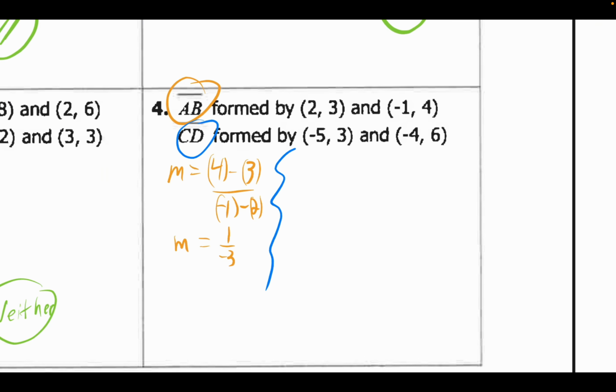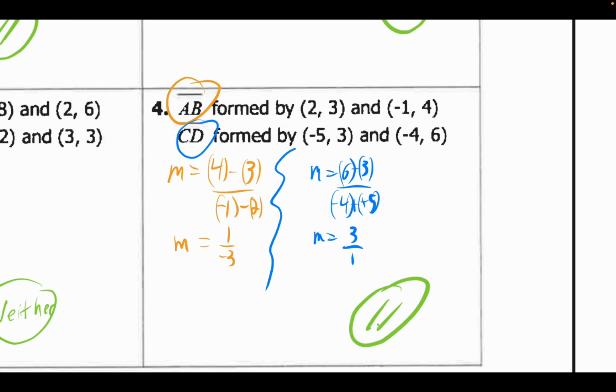As I find the slope of the other one in blue, I'm going to have 6 minus 3 in the top over negative 4 minus a negative 5. Two negatives are on the bottom, make it positive. And I'm going to have slope equals 3 over 1, noticing that these are opposite reciprocals of each other. One is positive, one is negative, and they are reciprocals flipped. So these lines are perpendicular. Moving on to the next page here.